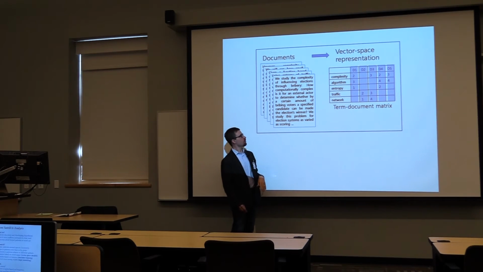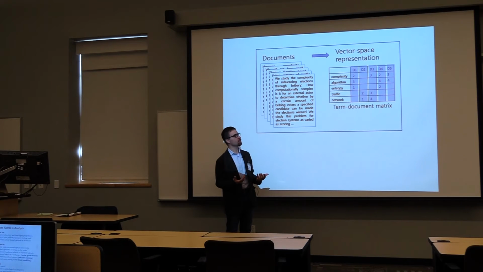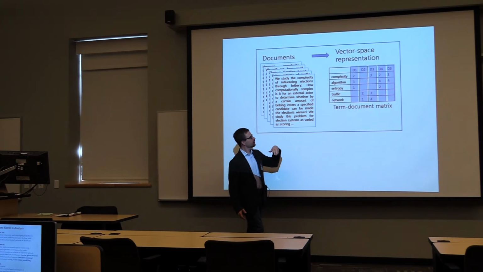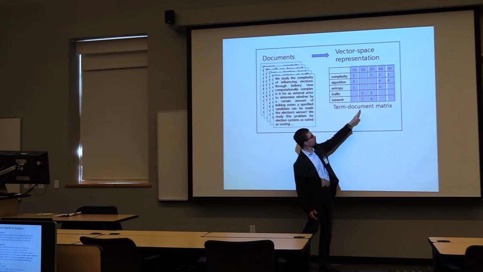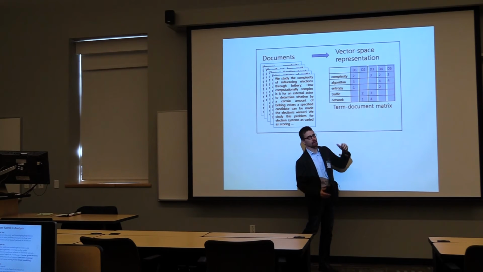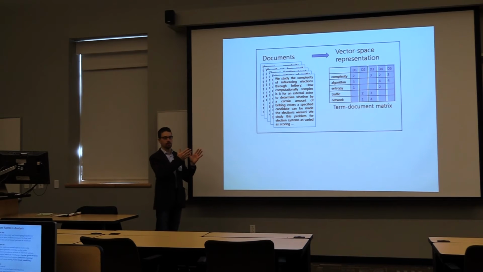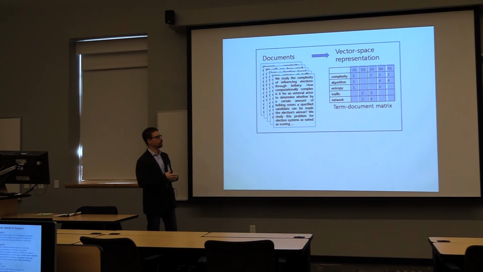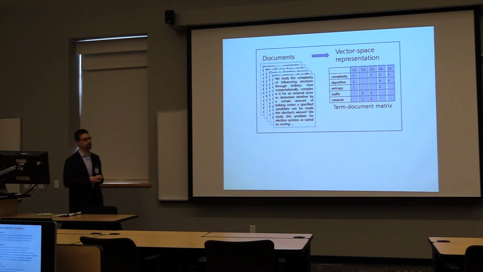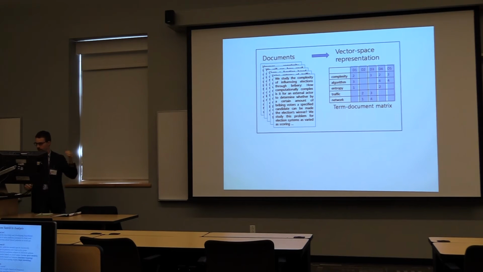Document 1 is defined by the use of complexity, algorithm, and entropy used in that frequency. Document 2 uses traffic and network. Document 3 uses complexity, traffic, and network, and so on. This is essentially a representation of that bag of words model. So now every document is just a set of numbers.